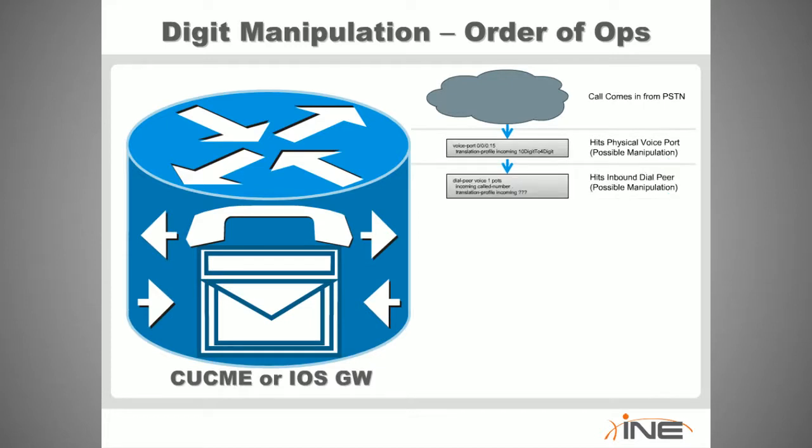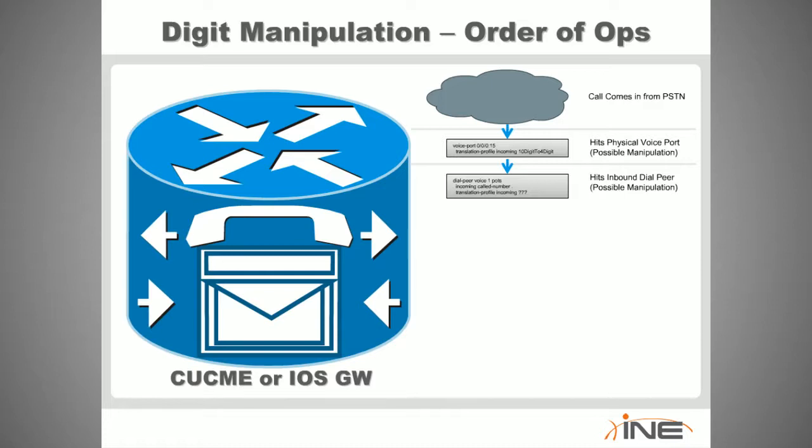Okay, so the next place it hits is the inbound POTS dial peer, and notice we don't have a port here. We could have a port if we wanted to be more specific about where we want to do translations from, or what we want to match. Maybe we've got 10 PRIs and we only want to match calls from certain places, then we could have port here. But first we have incoming called number.